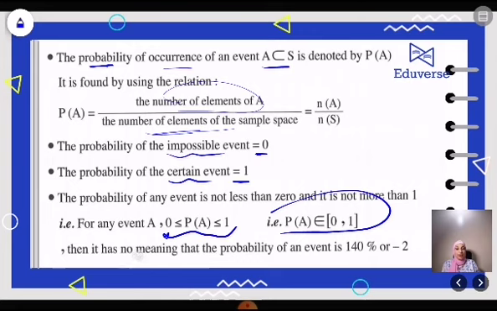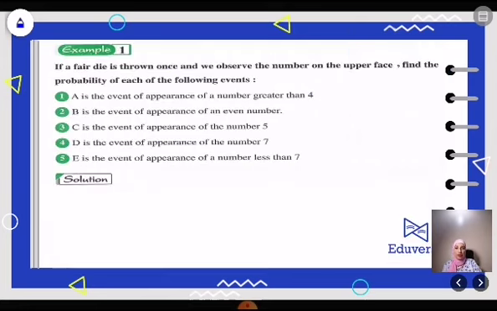So it will be in the closed interval from 0 to 1. So it has no meaning that the probability of an event is more than 1 or 100%, or a negative number, or a negative decimal, anything like that. It can't be possible for us.